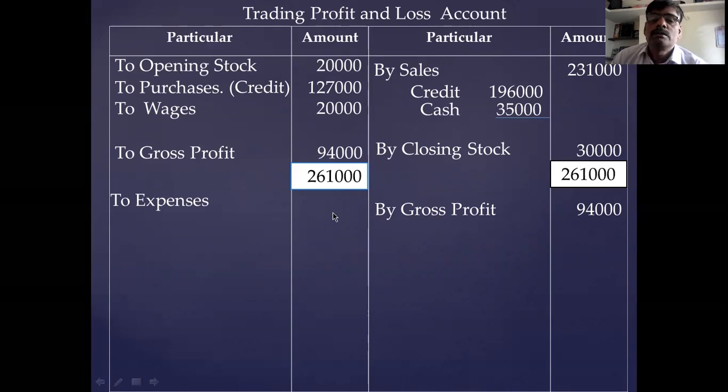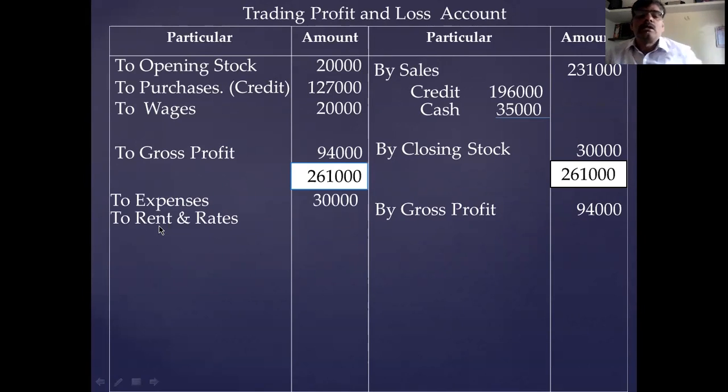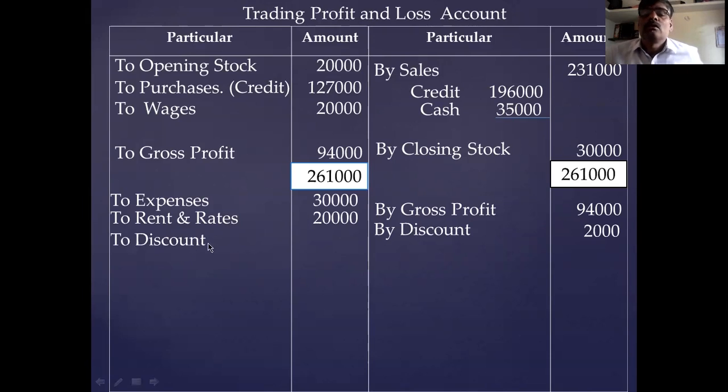Cash book credit side, expense is there. You take that expense 30,000. The next is rent and rates. Second item, rent and rates is there. That is 20,000. Okay, these two from the cash book. And go to the creditors account and debtors account. There are certain nominal accounts. By discount from the creditors account debit side, you take the discount received 2,000. And debtors account credit side, there is a discount allowed. You take that 1,000. Okay.